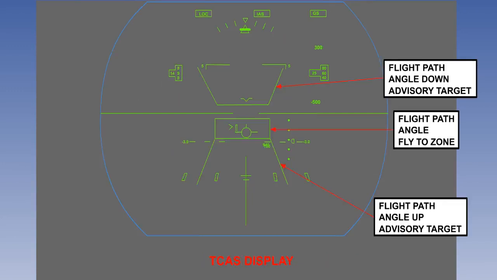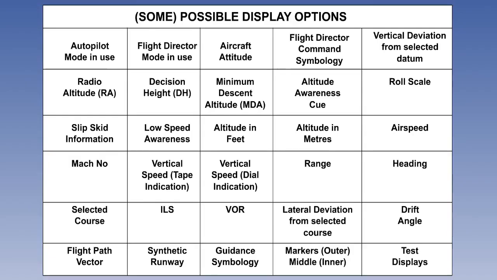A traffic alert and collision avoidance system, or TCAS, can also be selected. Basically, just about any information generated within the aircraft can be displayed if the customer requires it.